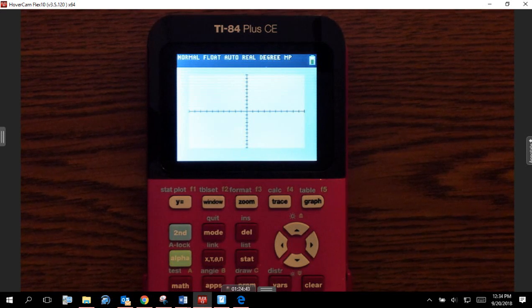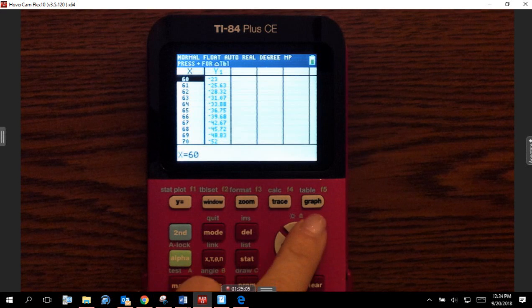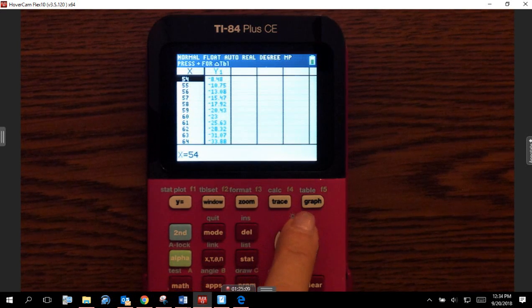There is a table that you can get to. You do second graph. And under second graph are all the ordered pairs you'd ever want to know about this graph. Now, mine starts at 60. Yours probably starts at something else. I'm going to show you how to make it start at whatever you want it to start at. You can adjust your table really fast. You can scroll up or scroll down, but if I'm at 60 and I want to go to 0, it's going to take me all day.